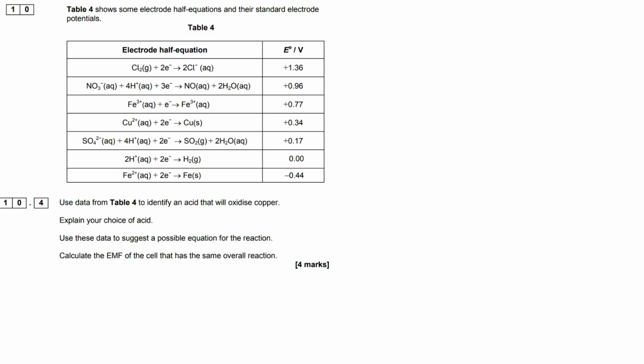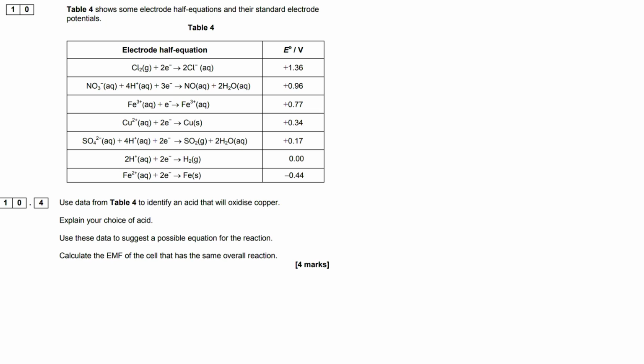And what we have here is another very good example of how you can be challenged on an electropotential question. It's lovely when you get one that simply says, what is the EMF when you put these 2 half cells together? But this is making you think about so much more. We want to identify an acid that will oxidize copper. We need to explain why. Now we can explain why using data. We're then going to suggest a possible equation, and we're going to calculate the EMF of the cell that has the same overall reaction.